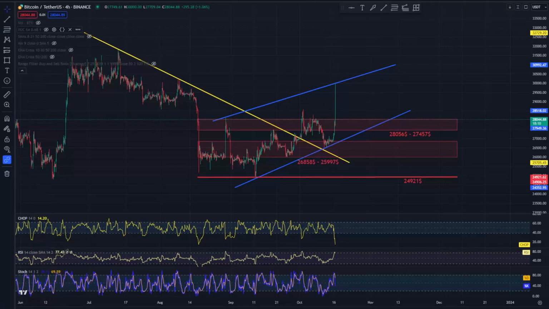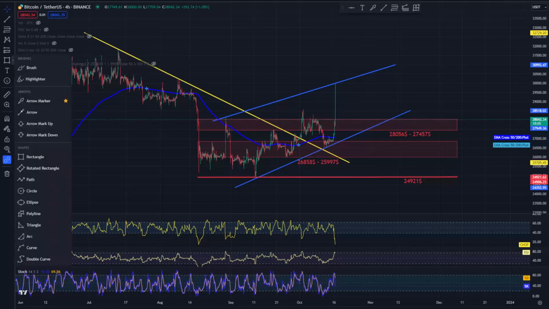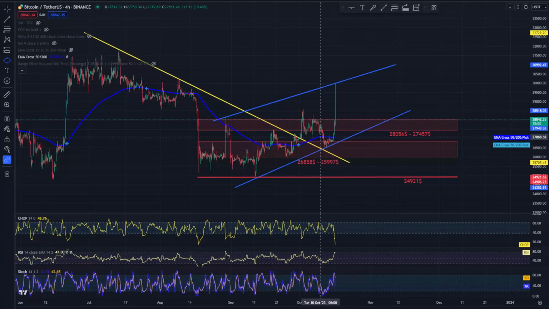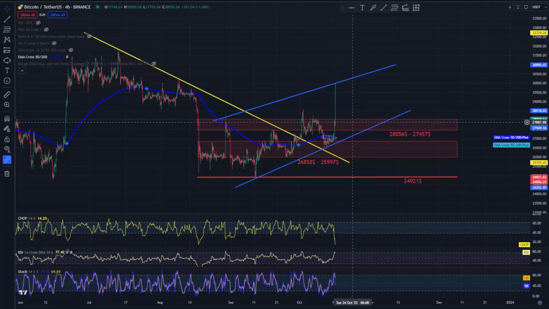At this point, it is worth looking at the EMA cross 200, and here we can see that the price has broken the 200 moving average and we have returned to the strong upward trend. It is important to maintain it now.